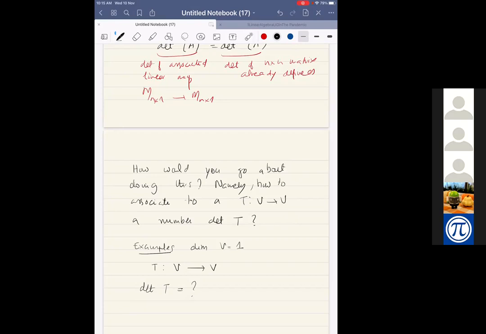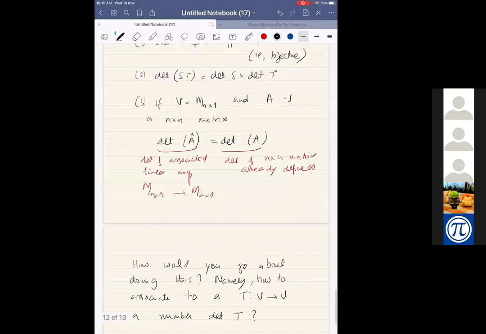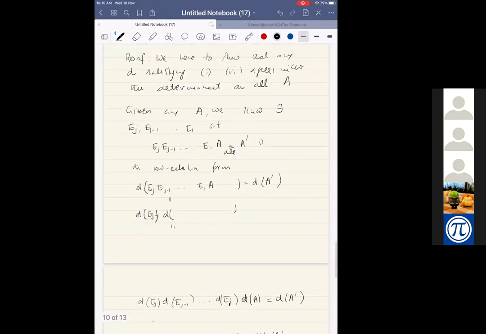Sir, Debashish. Okay, go ahead. Sir, why is the determinant the only unique map satisfying all those three properties? So that is what I proved, no? Because you use row reduction. So let me run through the proof again. Okay, sir. So we know that any function that satisfies the three properties.